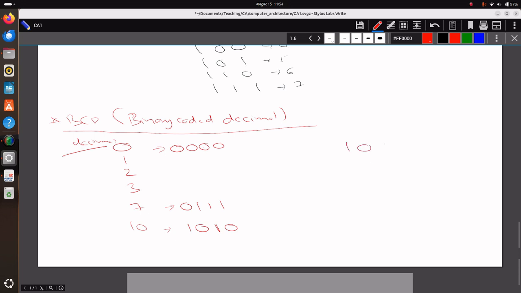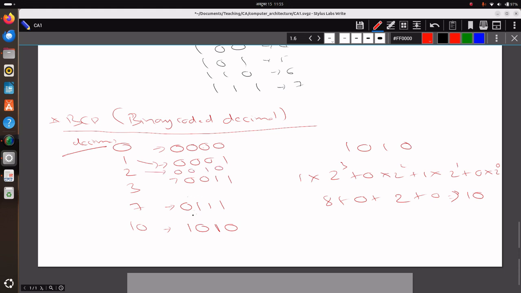If we see this conversion like we did earlier, we can use the radix or base of power 2 and then check if our conversion is correct or not. 2 to the power 3 is 8 plus 0 plus 2 plus 0 is equal to 10. So this can be written as 0 0 0 1 0 0 1 1 1 can be written as 0 0 0 1, 2 can be written as 0 0 1 0, and so on. So this is a binary coded decimal.